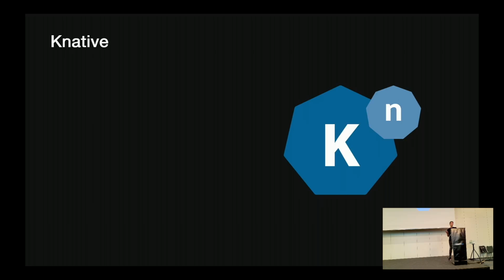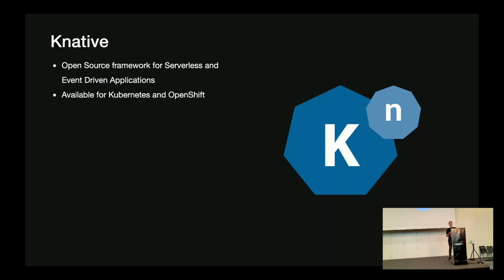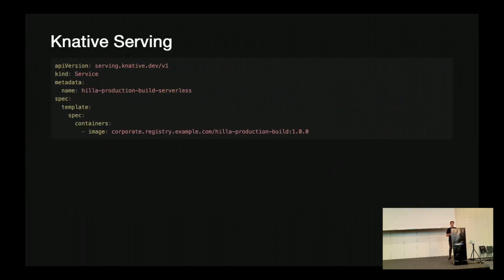Such a serverless deployment model can be implemented using a framework like Knative. Knative is an open source framework for serverless and event-driven applications. It can be used in OpenShift or in Kubernetes, and Knative consists of multiple parts. Knative Serving is responsible for configuring the serverless deployment that we just discussed. So let's have a look at a very simple serverless deployment configuration using Knative Serving.